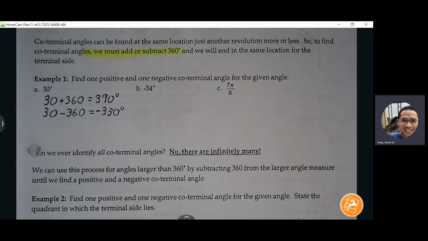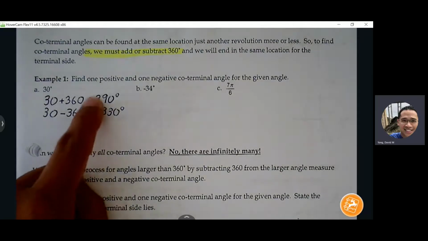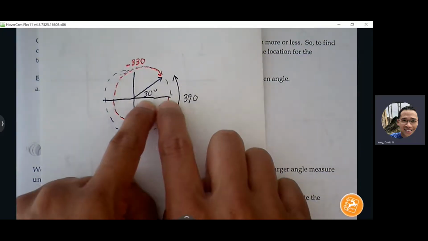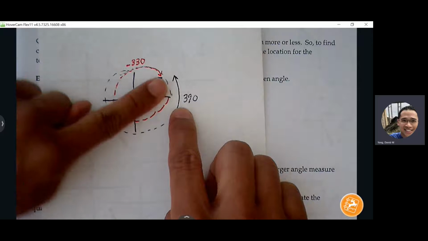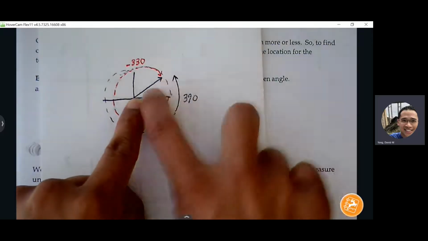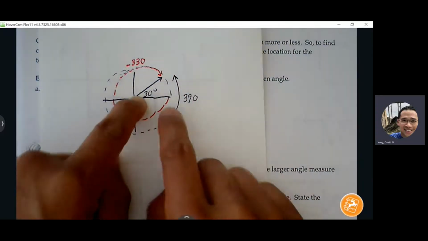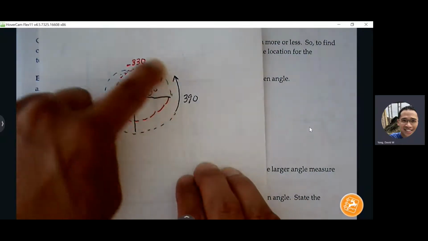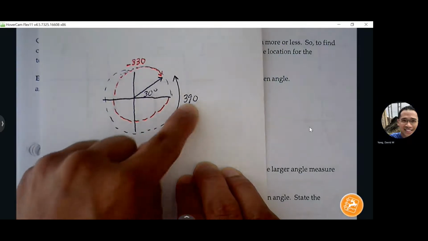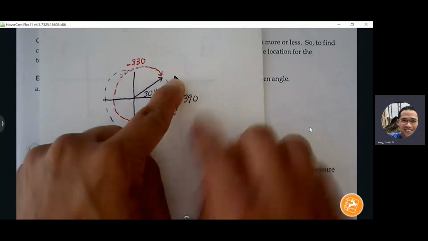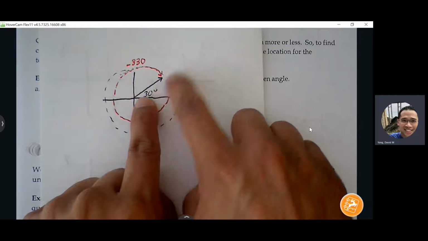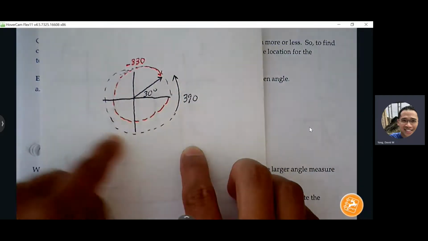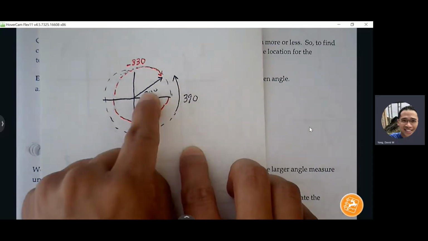Here's a quick visual representation of why these are all the same angle measure. You know that 30 degrees, from the standard position, is just 0 to 30 degrees. Okay, so that's the terminal side, right? Now, 390 means I'm going to start at 0, go a full 360 and another 30 more. So 390 is going to give me the same angle measure as 30 degrees. It's just that I'm having to go a longer route to get to that same angle.